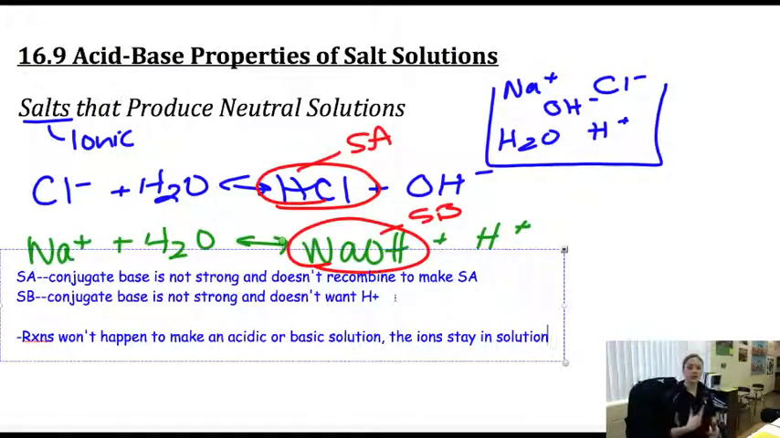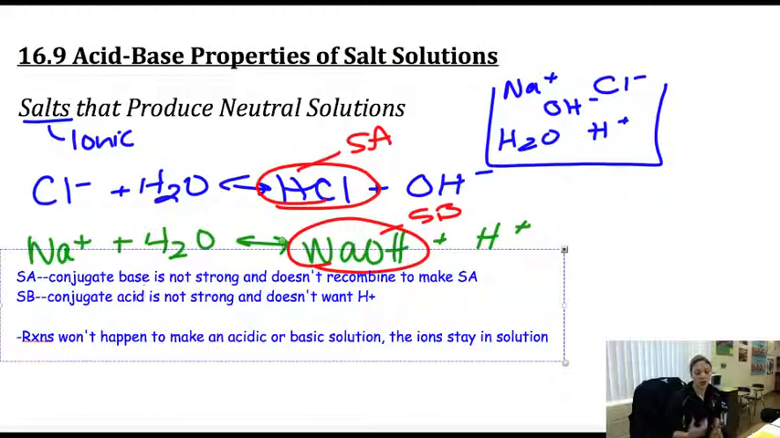So your ions stay in solution because the conjugate bases and conjugate acids are not strong enough and don't want to recombine or don't want to take something from water. Water is stronger than they are. The acid or the base is stronger. So the reactions won't happen to make anything acidic or basic, because if this top reaction would happen, it would make it a little basic. If this reaction would happen, it'd make it a little bit acidic. So this is what we're actually going to get. If you take NaCl and put it in water, you're going to make a neutral solution.